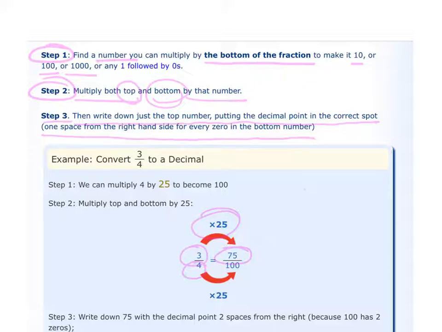So our final step is to write down the number 75, just the top number, and then we have to write down the decimal point, placing the decimal point one space from the right-hand side for every zero in the bottom number. So there were 2 zeros in the bottom number, which means our decimal point goes 1, 2 places here, and we have 75 hundredths. Let's try using that strategy for another question.